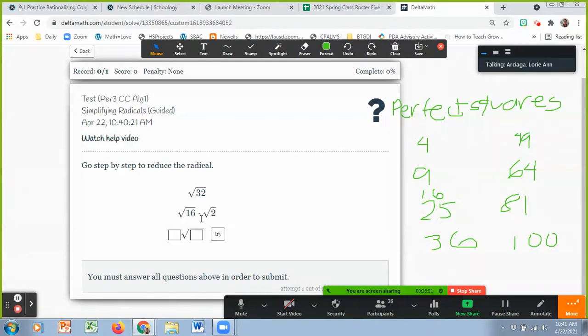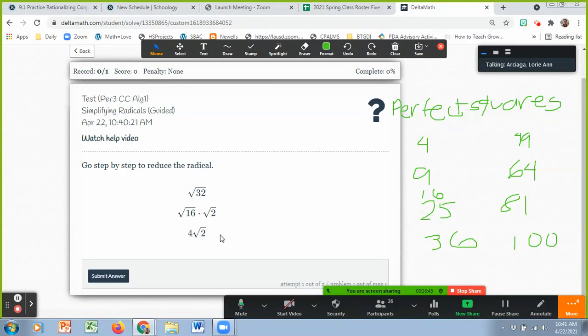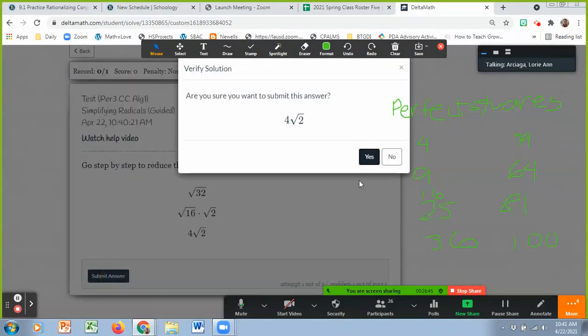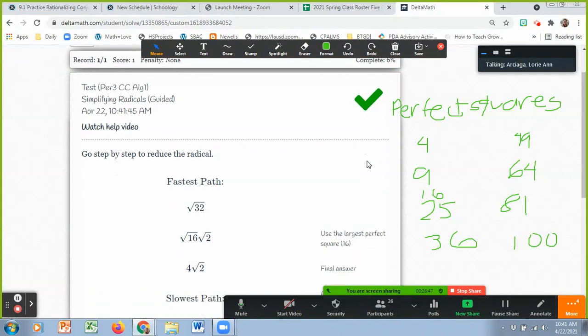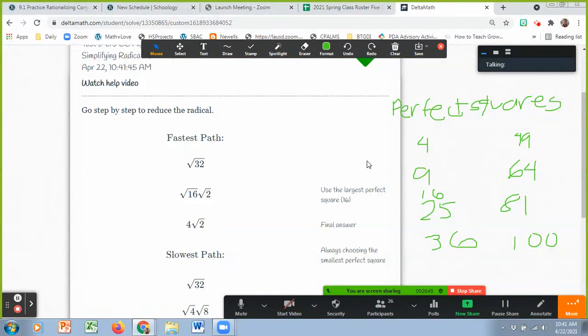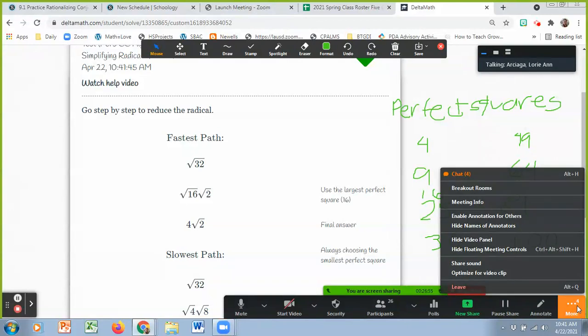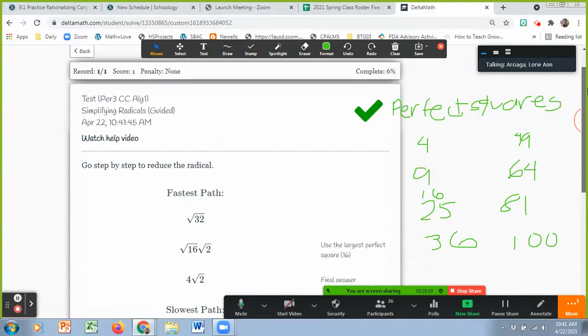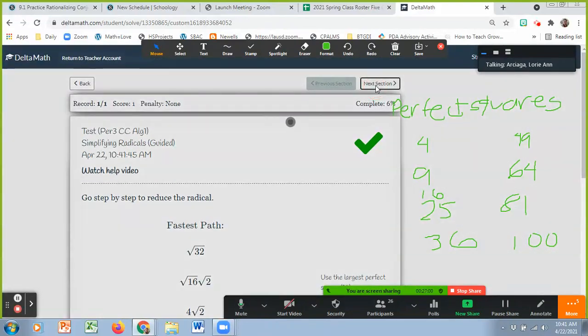Okay. Did you get it? Why 16 times 2? So the square root of 16, this is 4 times 4. So you write 4 outside, and then you just copy the 2 into the radical sign. And then click on try, and then submit answer. And you know you got it right. Did you get the first one? Yep. Okay, cool. Thank you. Next one.